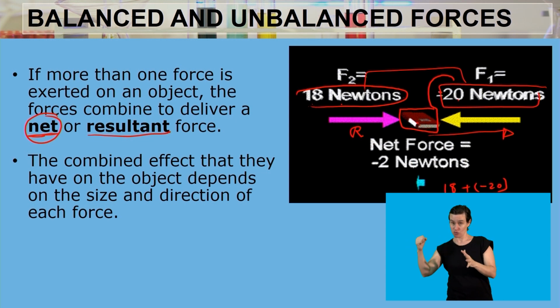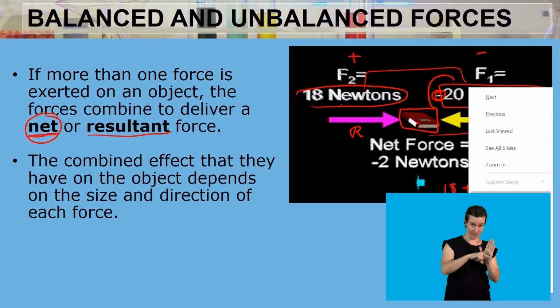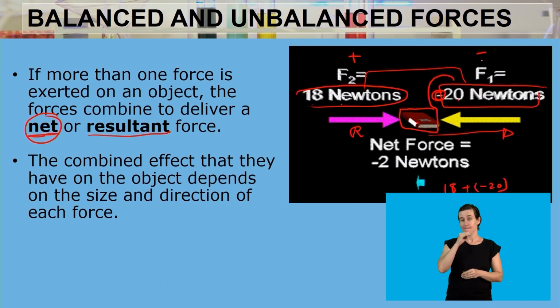Now the negative sign shows direction. Right is positive and left is negative. If our answer is negative, that means the direction that the object is taking is the negative side, that is, to the left.